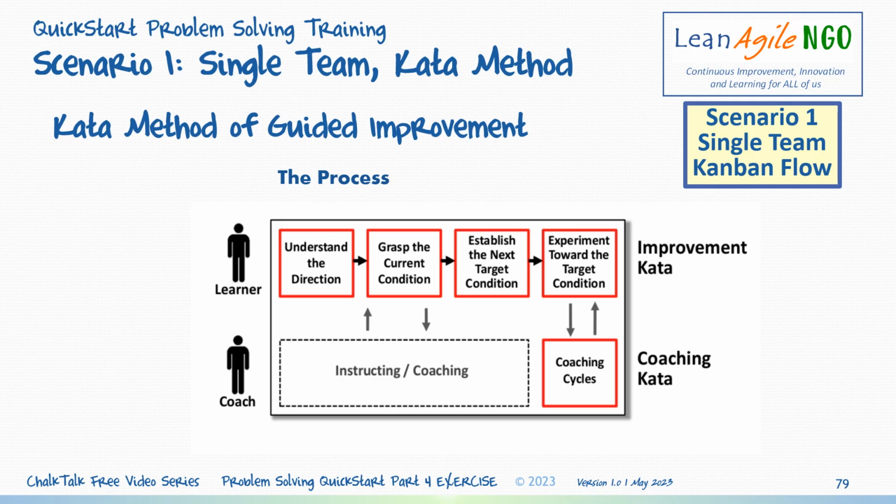You'll note this 4-step process: understand the direction, grasp the current condition, establish the next target condition, and experiment towards it. Follow the A3 pattern.